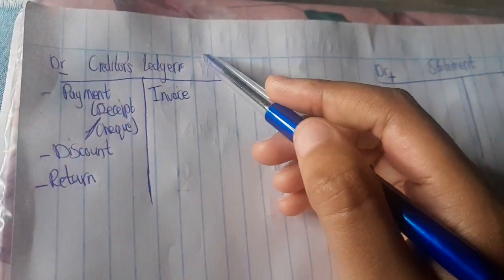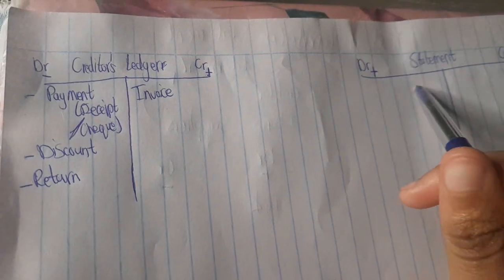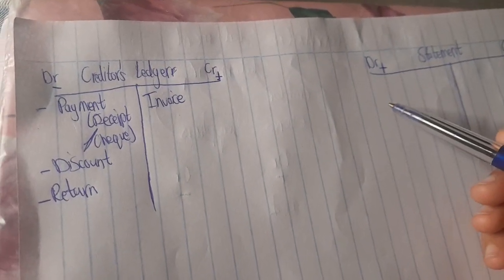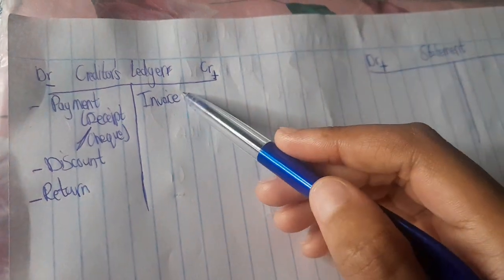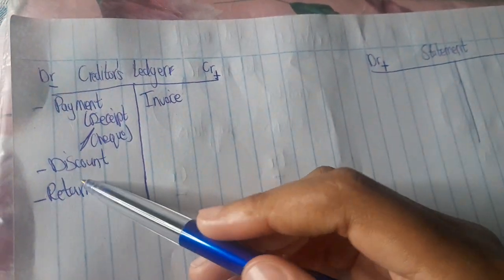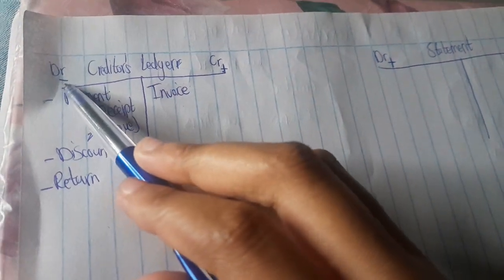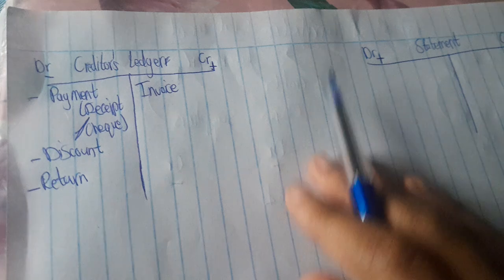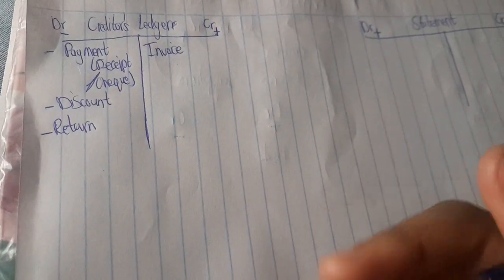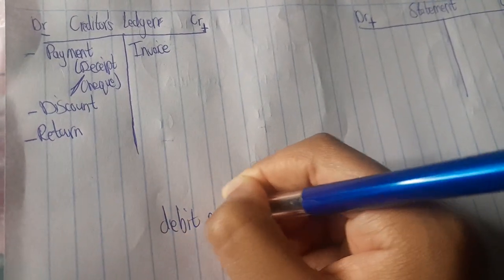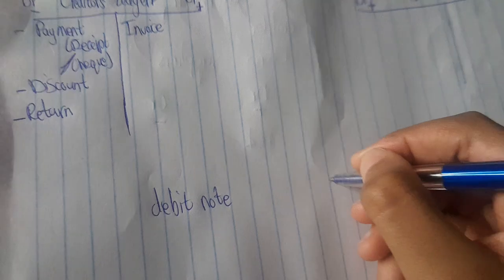If we as the debtors went to the suppliers or the creditors to take goods on credit, we have our invoice. But if we return those goods, it has to be on the debit side, to signify that our debt is decreasing. That's the minus. So whenever we have a return of goods, we have two notes that are being employed. We have a debit note and a credit note.